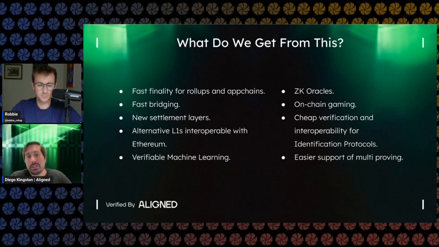So some of the things we can get is, of course, fast finality for rollups and app chains, or even some kind of pre-confirmation. It also works to build very fast bridges, develop new settlement layers, make L1s interoperable with Ethereum. Of course, then you can also have verifiable machine learning, on-chain gaming. And another important thing is that you can easily support multi-proving.